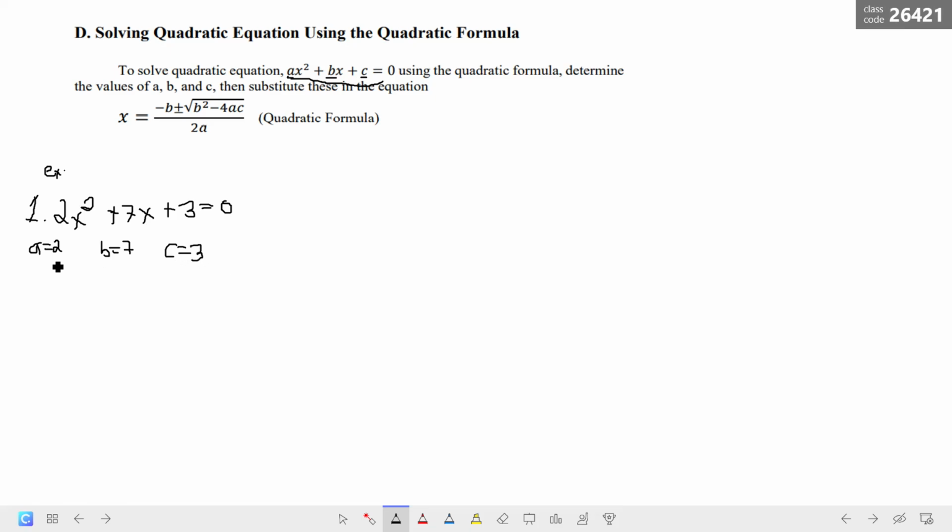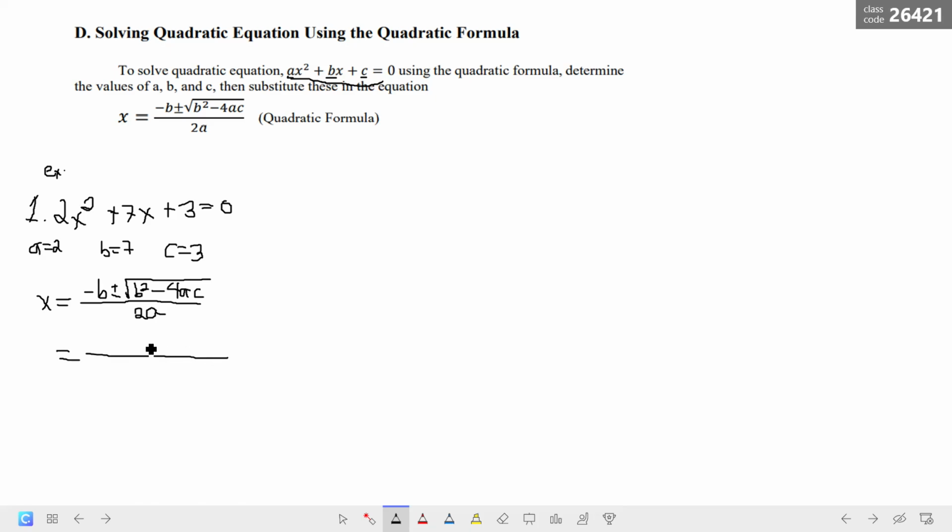Alright. After determining the values of a, b, and c, we are now ready to use the formula. So what is the formula? The formula, just copy the formula. So x is equal to, okay, meron tayong negative b, then do not forget the plus minus square root of, just copy it, b squared minus 4ac all over 2a. This is our formula.